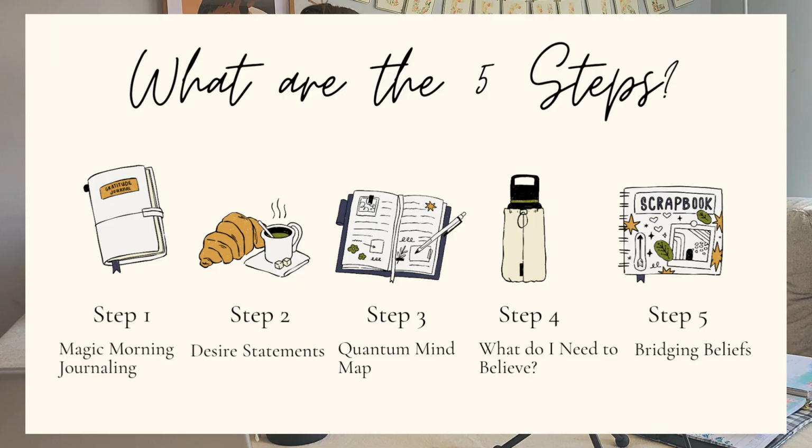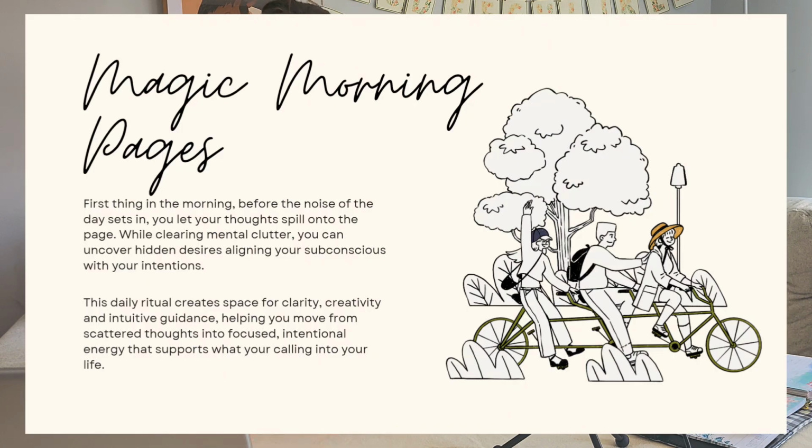And then step 5 is bridging beliefs. How do I get there? Here's my current belief system. Here's a belief system that I've decided I need to have to get there. So getting from point A to point B involves bridging your beliefs. Are you excited yet? I am. Okay.